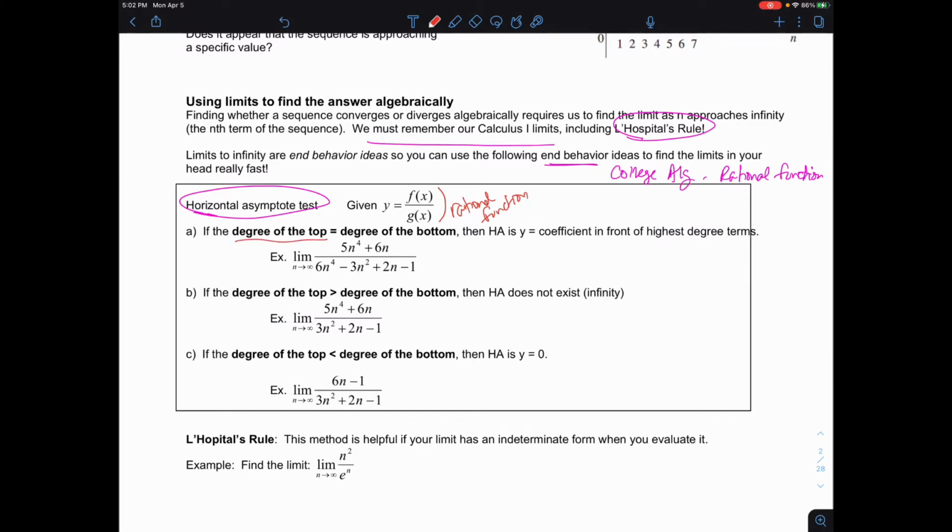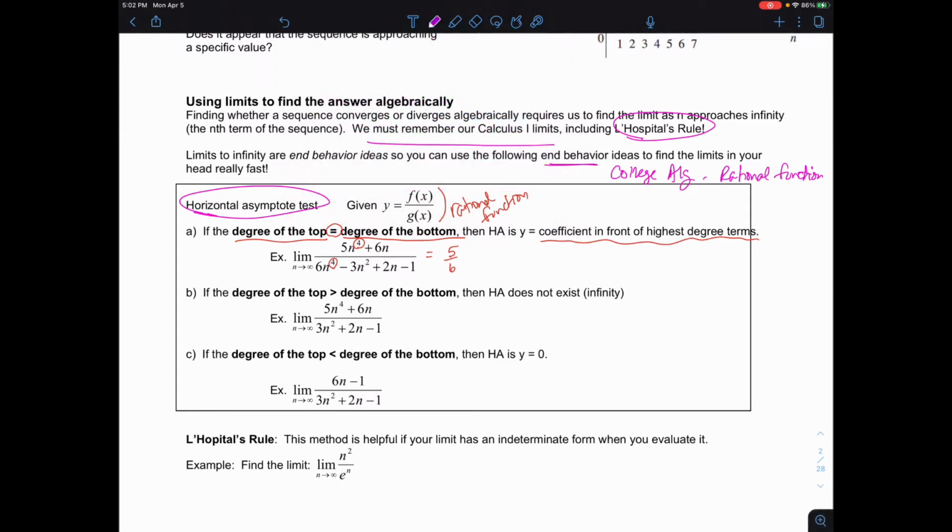Okay, so talking about the horizontal asymptote, here I have a rational function, and we look at the degree of the top or the degree of the numerator versus the degree of the denominator. And if they're equal, as in the degrees are both 4s, this will converge to the leading coefficient, the coefficient in front of those highest terms. So this would converge to 5/6.